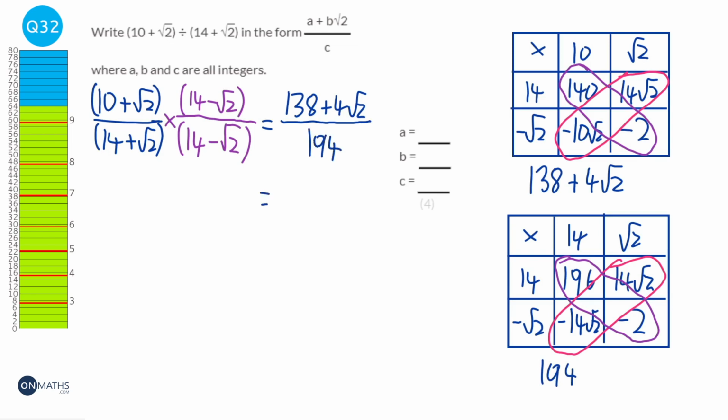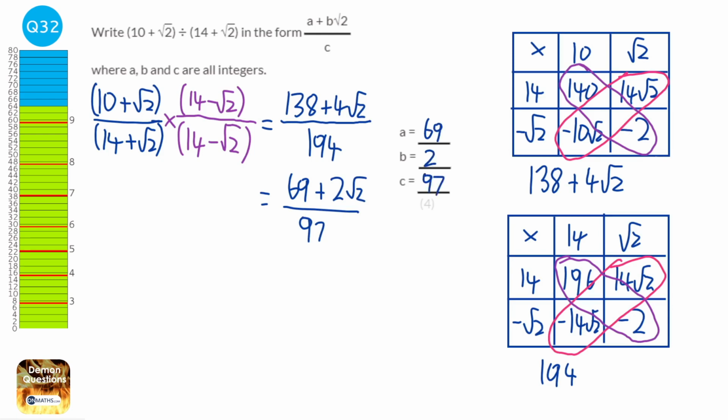Now something we notice here is that all the terms in the fraction are even, therefore we can halve everything. So 138 halved is 69. 4 root 2 halved is 2 root 2. And 194 halved is 97. And so that would be 69 there, and that would be 2, and then that would be 97.